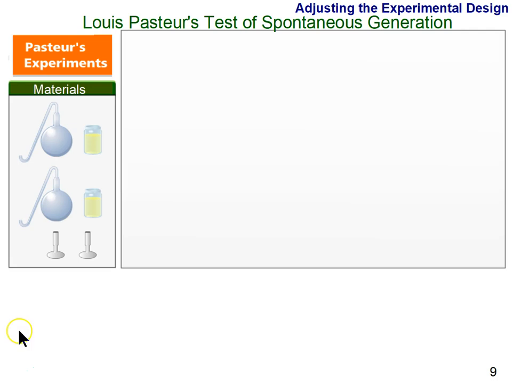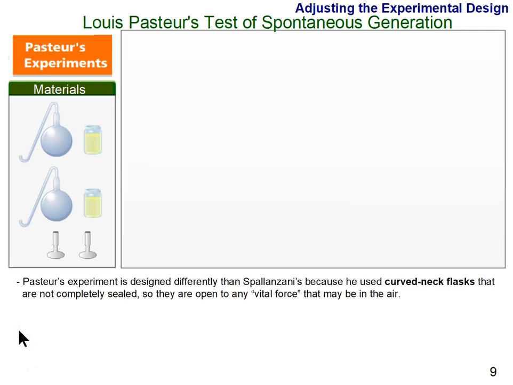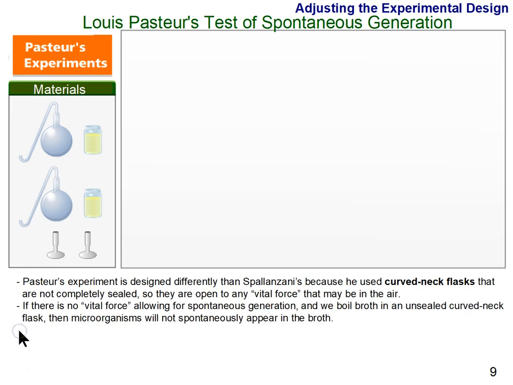So Louis Pasteur designed an experiment to show two things: that there was no vital force, and that microorganisms come from particles in the air. And the way he did that was to invent a different kind of flask that had a curved neck. And he basically had two hypotheses. We're not dealing with a null hypothesis here, so these are both alternative hypotheses.